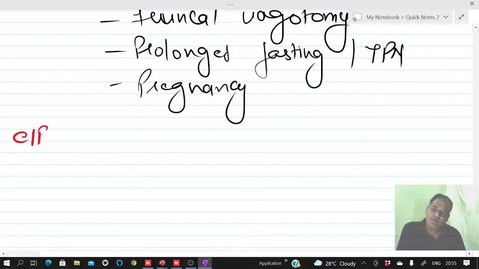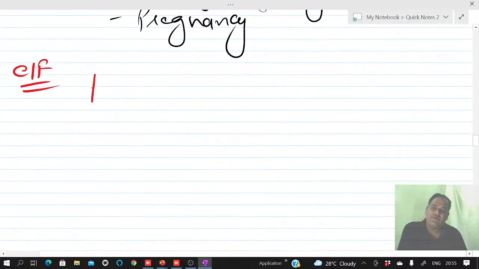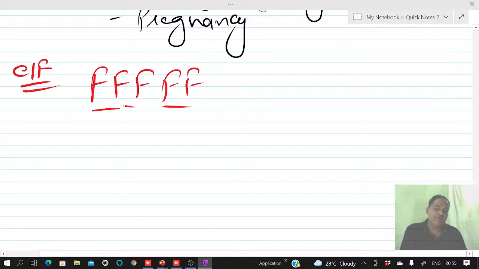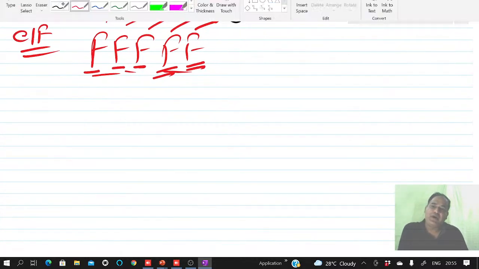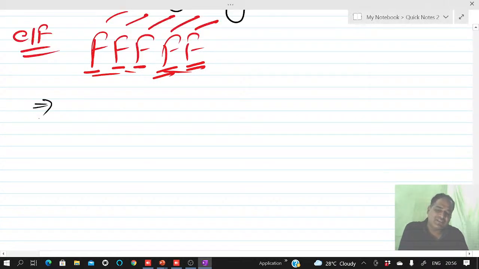Now, clinical feature. At our time, they used to say that gallstones will be present in the FFFF. Fat, fertile, flatulent, female of 40. So these are the common risk factors. Fat, obese, fertile, had pregnancies. Flatulent means she is eating too much of fatty foods. Female sex because of estrogen. Female of 40. That means by 40 years of age, estrogen and pregnancy have caused their maximum effect.